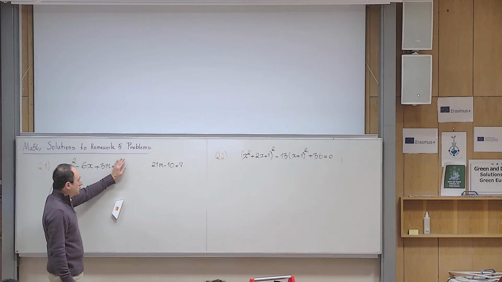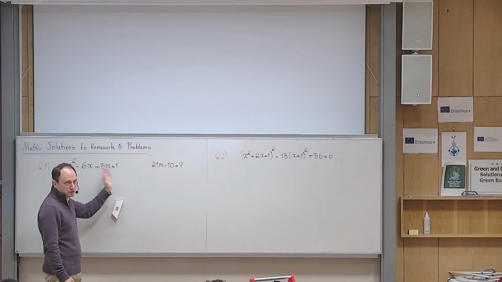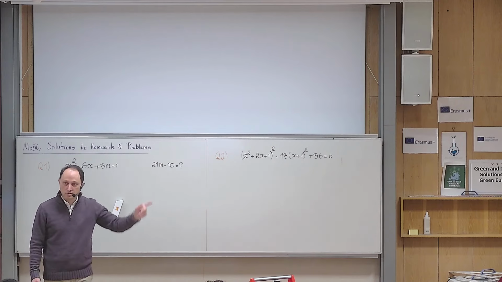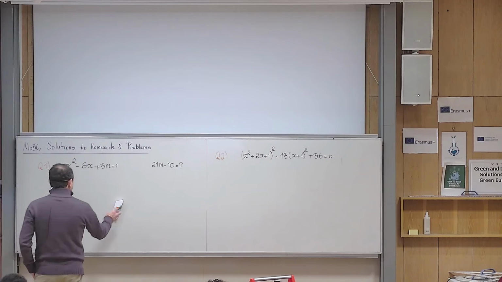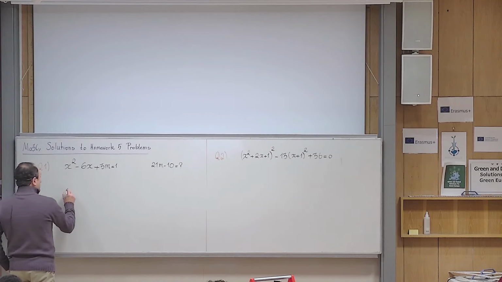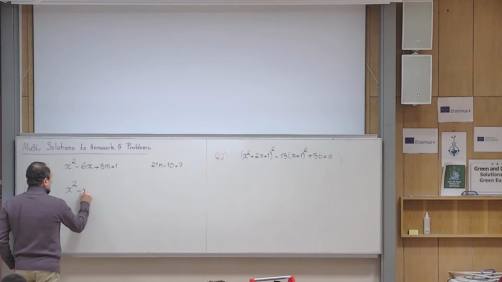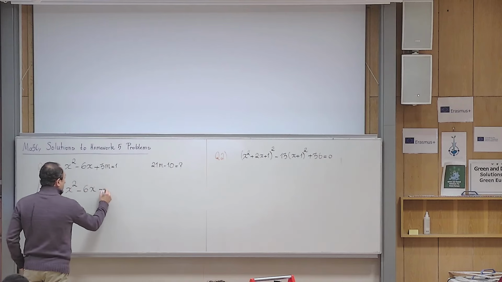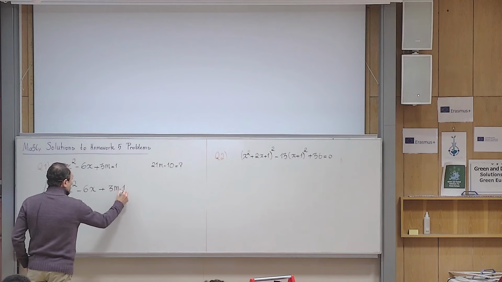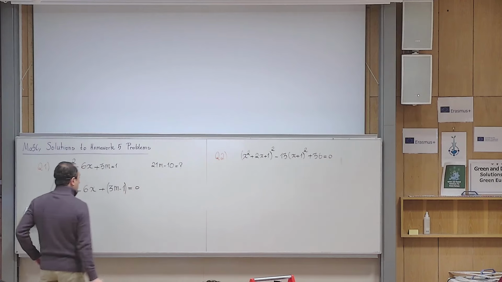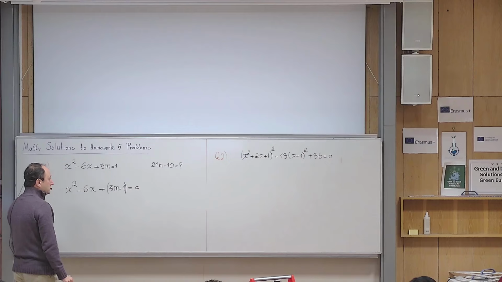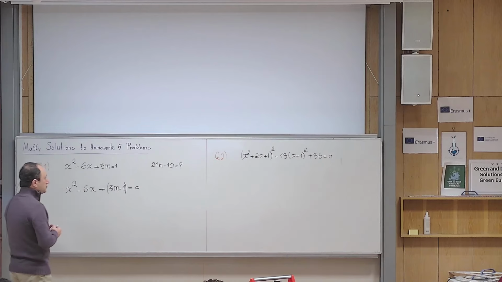If it is 0, you can immediately start. If it is not 0, you have to move everything to one side, make the other side 0, and then you're allowed to use either ABC or PQ form. So the first thing that you have to do for this problem is to write x squared minus 6x plus 3m minus 1. And it doesn't hurt in this case to put this in a pair of brackets equals to 0, because I want you to compare this with the standard quadratic equation ax squared plus bx plus c equals to 0. So I prefer to use ABC formula.